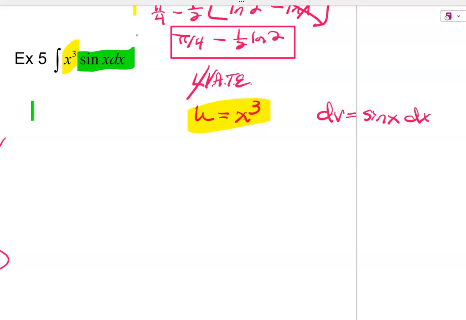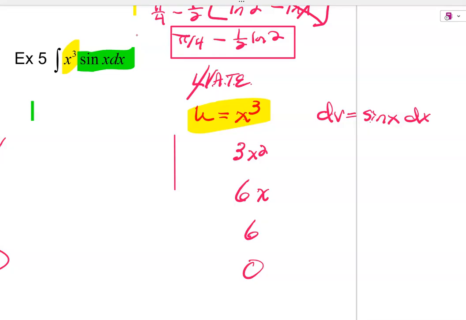And now what? We're going to take derivatives going down this way. 3x squared, 6x, 6, 0. Right now, I'm very hopeful that we can use integration by parts, the tabular method, because of this. But it's not enough. I have to also realize I need antiderivatives. I have to be able to find antiderivatives for all these steps.